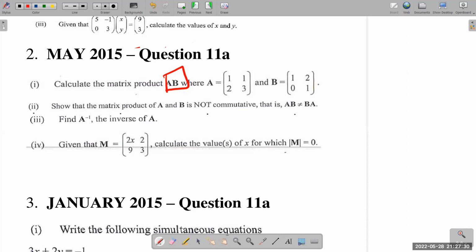Look at what they ask you to prove: that it's not commutative. To show that it's not commutative, you must prove that AB is not equal to BA. So who do you need to find next? You've already found AB in part one. So all you need to do is calculate BA, then put them side by side and show that they're not equal.